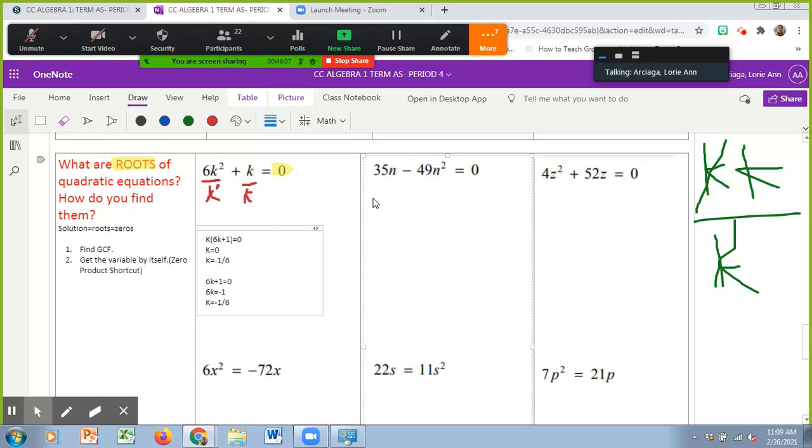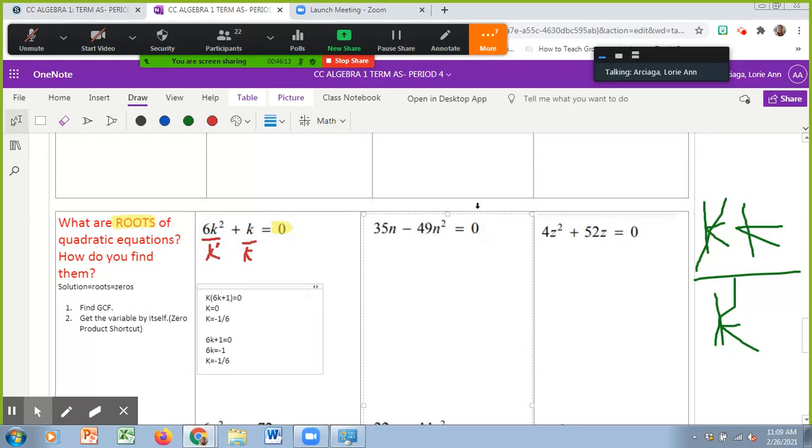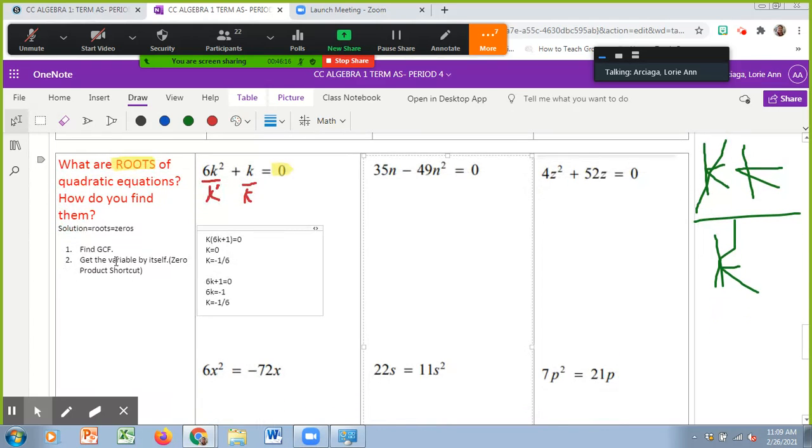All right. So, Christian, as a follow up to your question, and maybe this will also clarify Cecily's. The first step is find the GCF. Find the GCF. Okay.